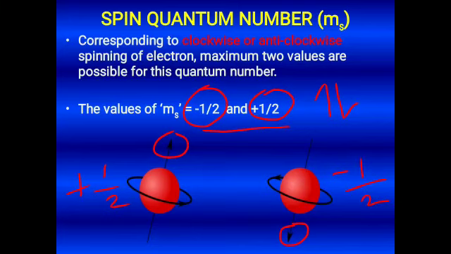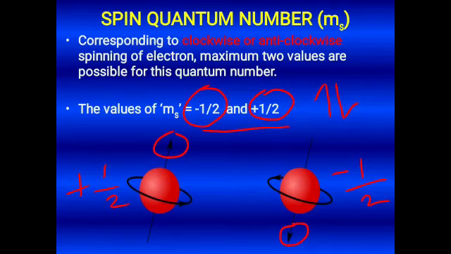So in the case of the spin quantum number, an electron can have either one of two values, minus 1 by 2 or plus 1 by 2, based upon the spin of its axis. If the spin is in clockwise direction, it will have plus 1 by 2, and if the spin of the electron is in the anti-clockwise direction, it will have minus 1 by 2. So these are the important points regarding the spin quantum number.